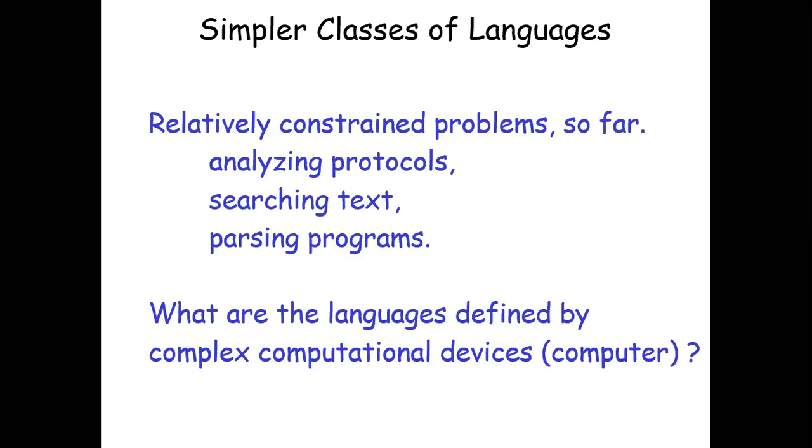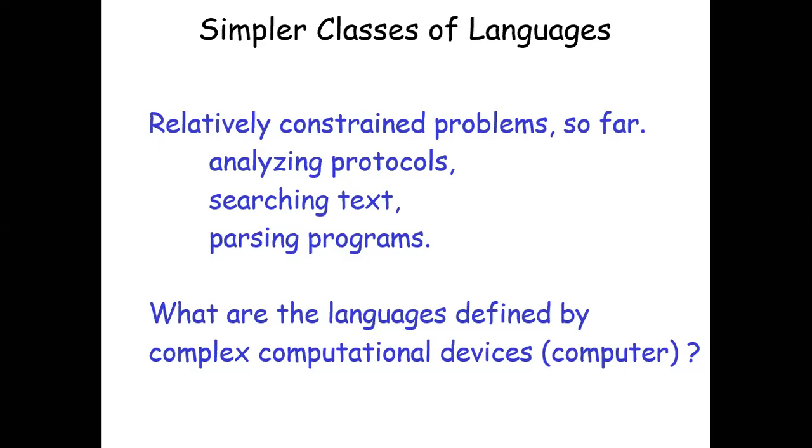We can design a compiler after learning the Turing machine, and we can define the languages which are acceptable by any type of compiler, such as a Java compiler or C++ compiler. What are the languages defined by complex computation devices such as a computer? We have defined the hierarchy of languages which are regular, context-free, non-context-free, and context-sensitive.